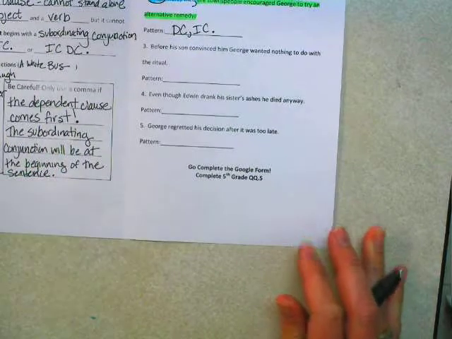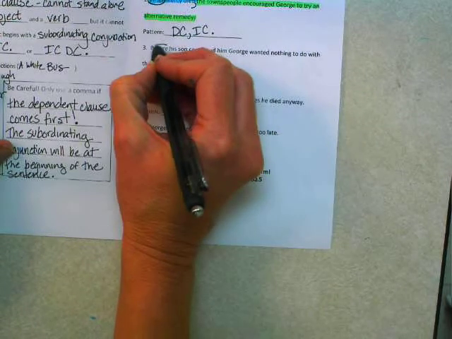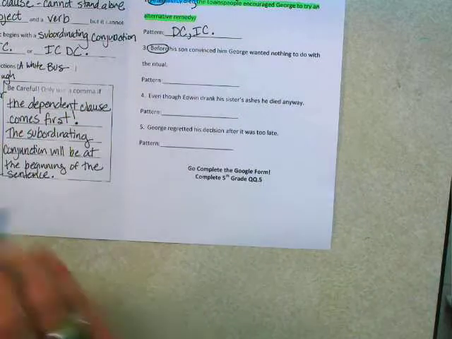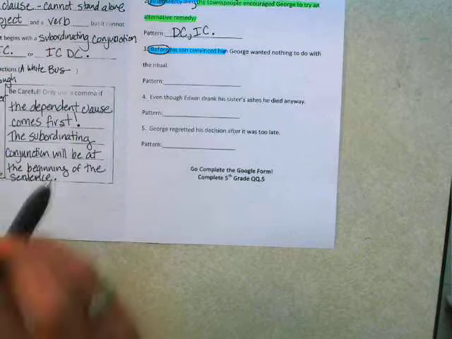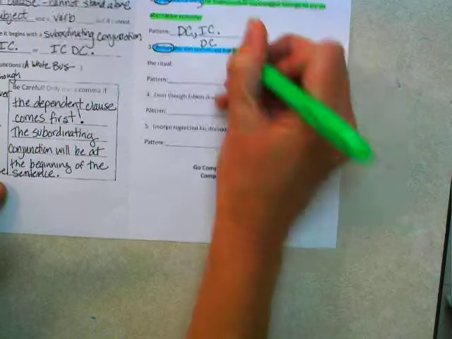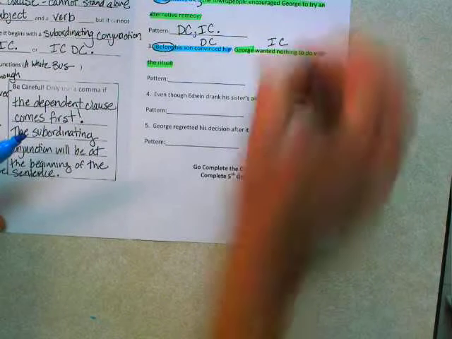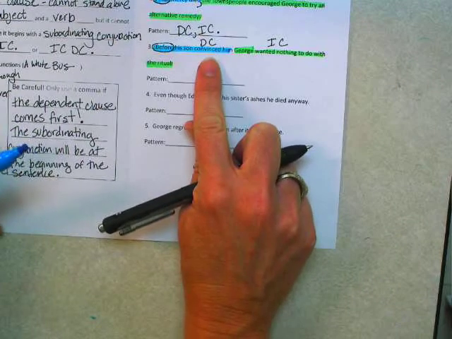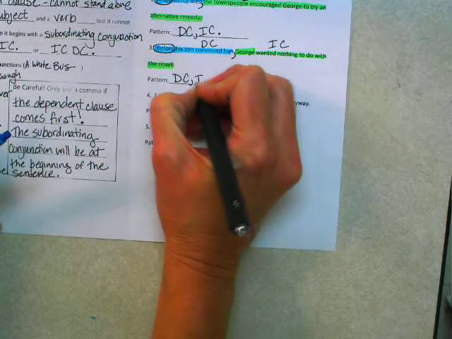Okay, before his son convinced him, George wanted nothing to do with the ritual. So before is my subordinating conjunction. Before his son convinced him is my dependent clause. George wanted nothing to do with the ritual is my independent clause. So my DC comes first, so my comma goes between them, and the pattern is DC, comma, IC, period.